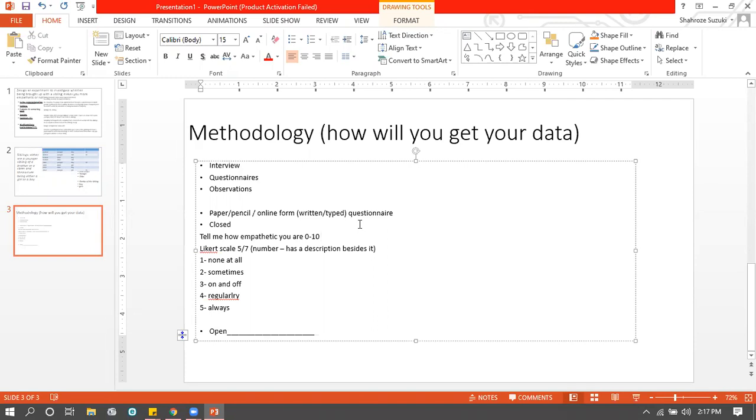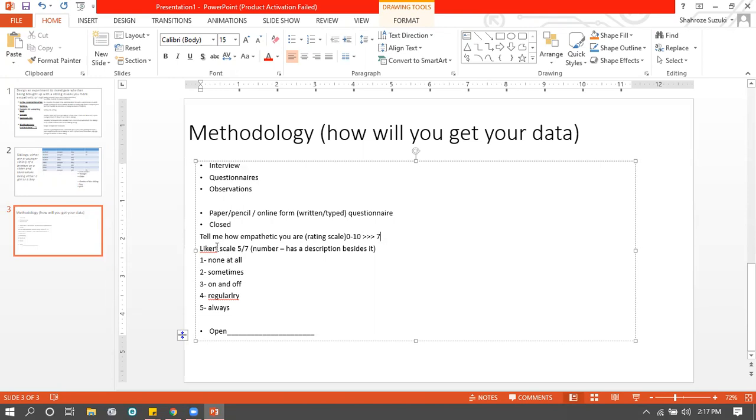On a scale of 0 to 10, how empathetic are you? Answer it in terms of our Likert scale. Oh, sorry, rating scale. This one is the rating scale, right? So on this, what would you answer? All right, so you said 7.